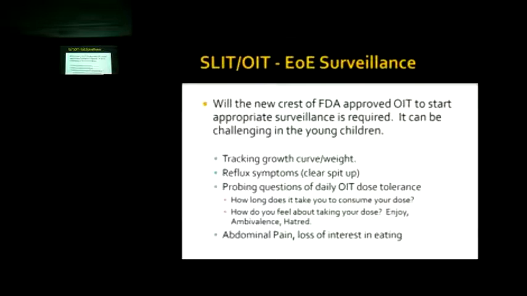Reflux symptoms, this kind of clear spit up, is interesting. Especially the young ones, they really don't understand what heartburn means. And so you kind of have to talk around it, like "tummy feeling bubbly," that type of thing. Because we're going to be doing this in 4-, 5-, 6-year-olds, especially this kind of OIT stuff, because it's our patients. And then probing the questions of daily OIT.